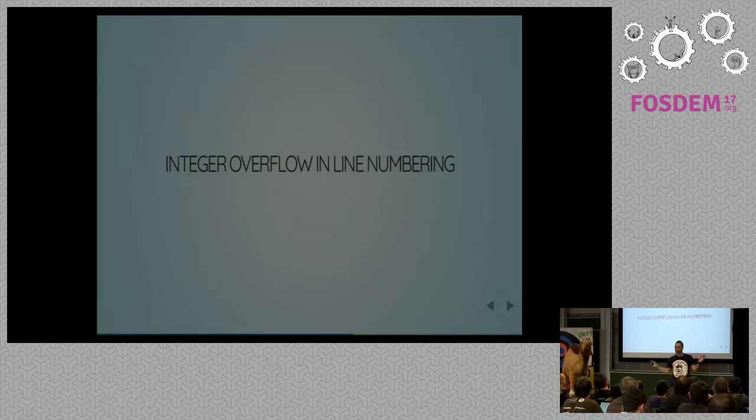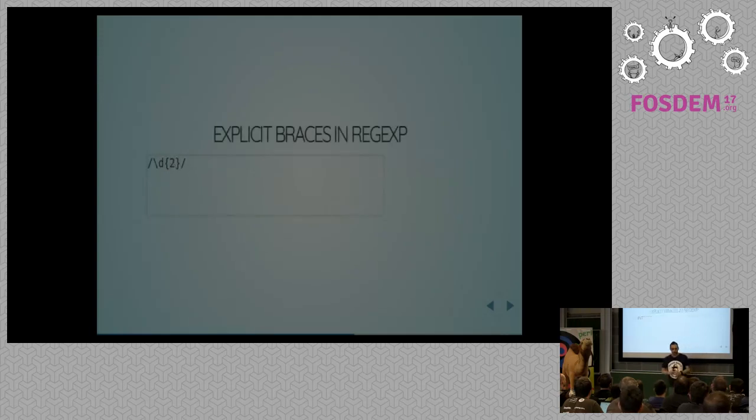Okay. Some fixes that we've done. Some of them are very important. Line numbering, almost no one uses, but when you did, and if you had something long, we had an integer overflow, fixed. Explicit braces are gone. This is an example I usually would give with color, and then people would know because of the color. So what does this do? Two digits, good. This was not a trick question. What does this do? This is a trick question.